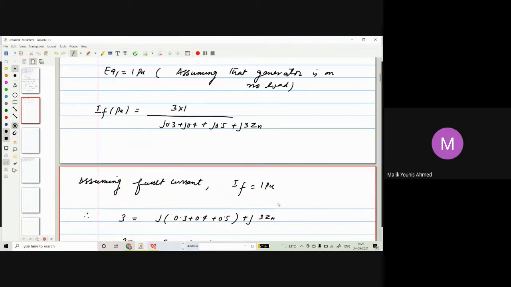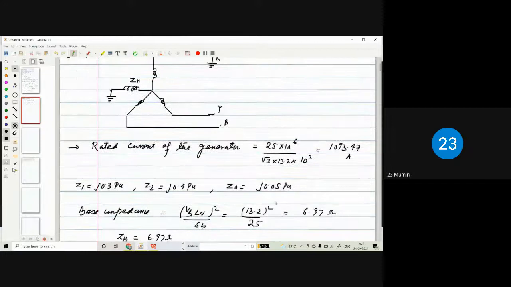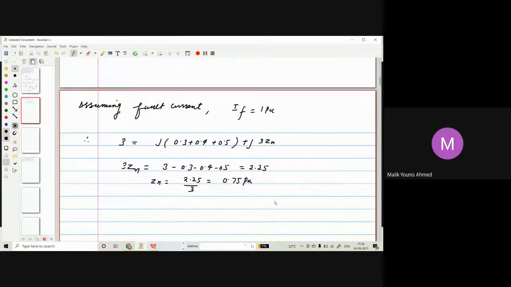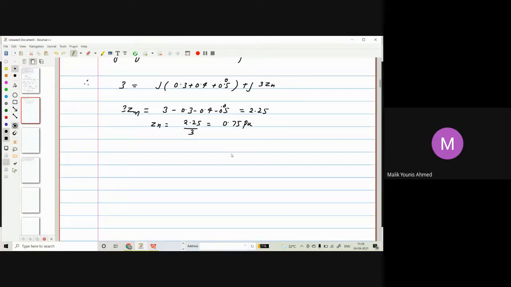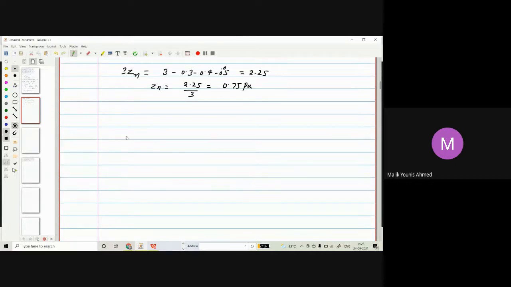Is it clear or not? Yes sir, there it is 0.05, not 0.5. Okay, 0.05. So we'll be getting this value, and next we find the actual value of Zn in ohms.